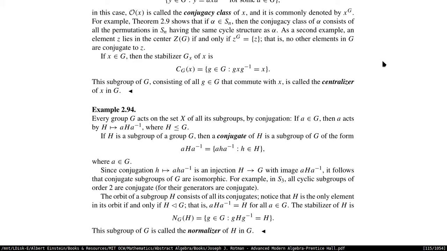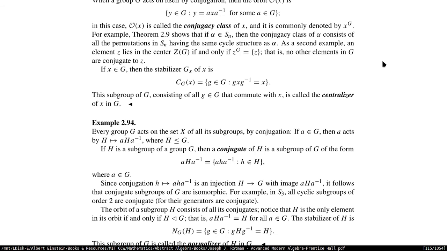Well, I remember because in the centralizer, all the conjugates are themselves, right? Oh, okay, I'm totally confused now. I'm talking about the center, not the centralizer.